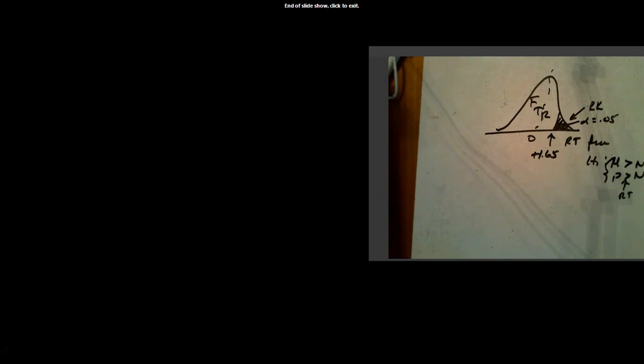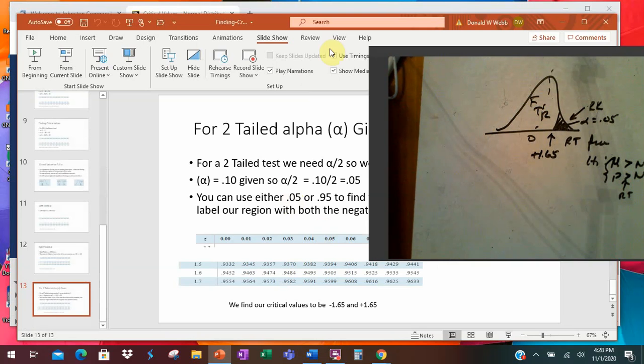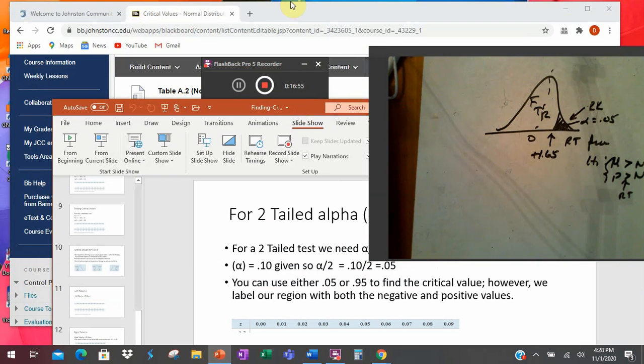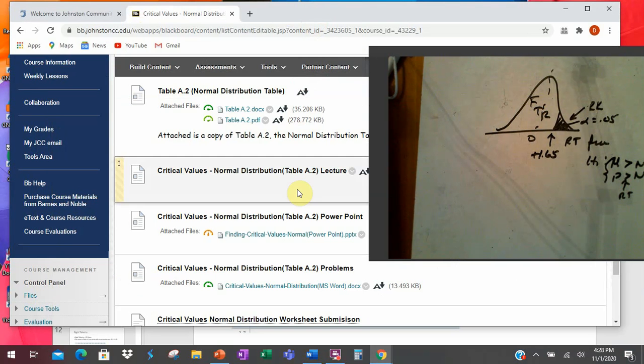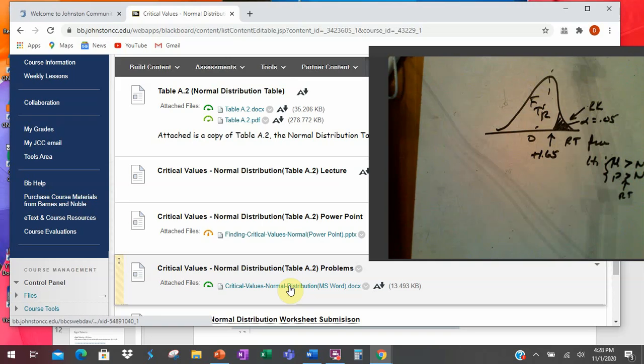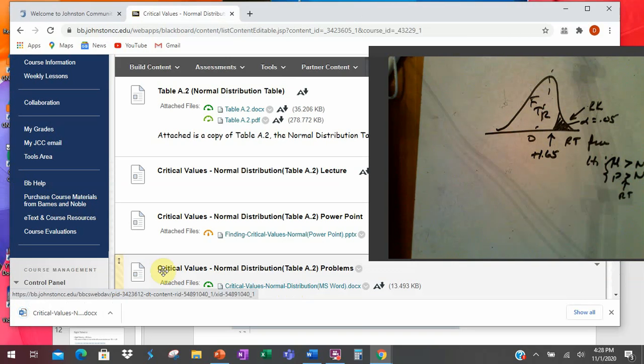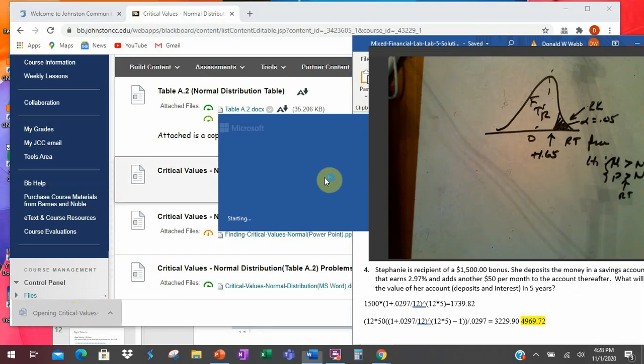So that was just some of the basics for the normal distribution. I wanted to look at one other thing real quick. Here is your work for this week. Some problems. Let me load this up. I'll show you what this looks like.